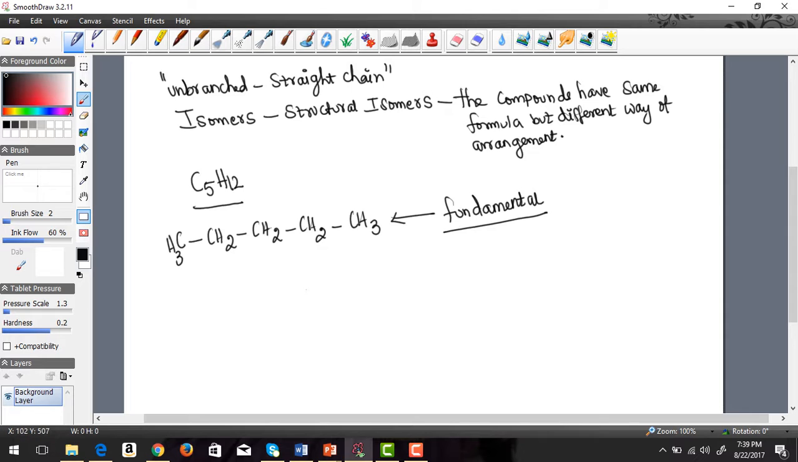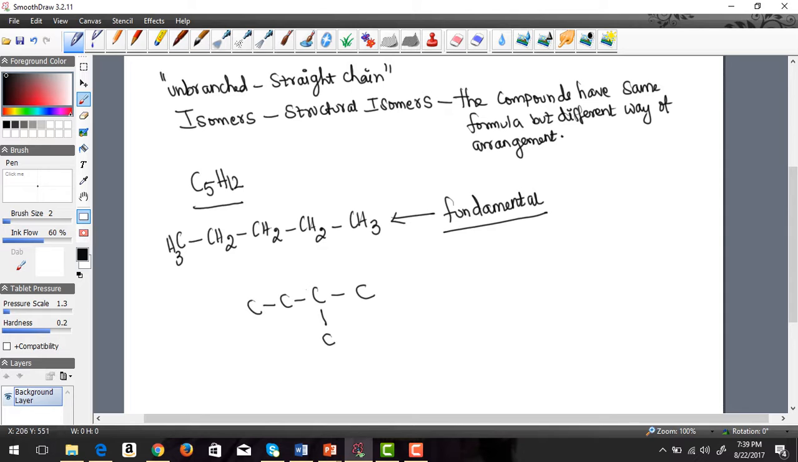To create isomers, all you have to do is cut the chain. Instead of writing 5, I'm going to write just 4 and then go vertically, putting carbons vertically. If you put it horizontally, you're going to end up with the fundamental again. So I'm going to put my carbon here. Now this is completely different. This may have the same number of carbons and hydrogens, but they don't have the same properties.